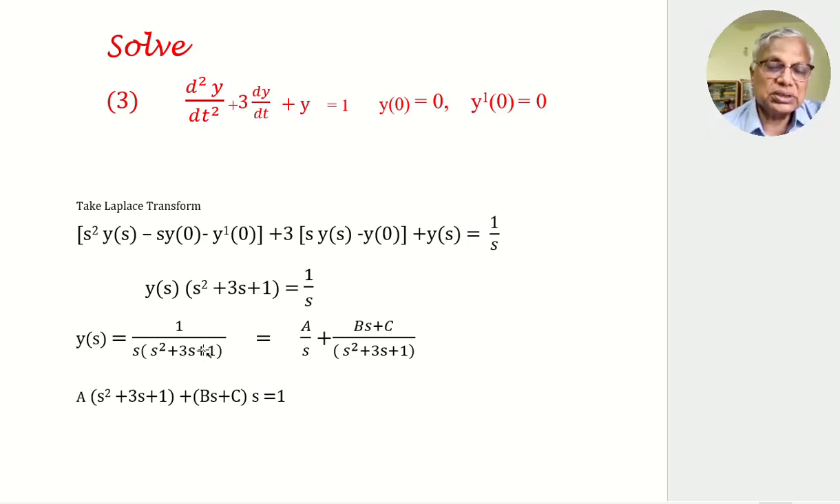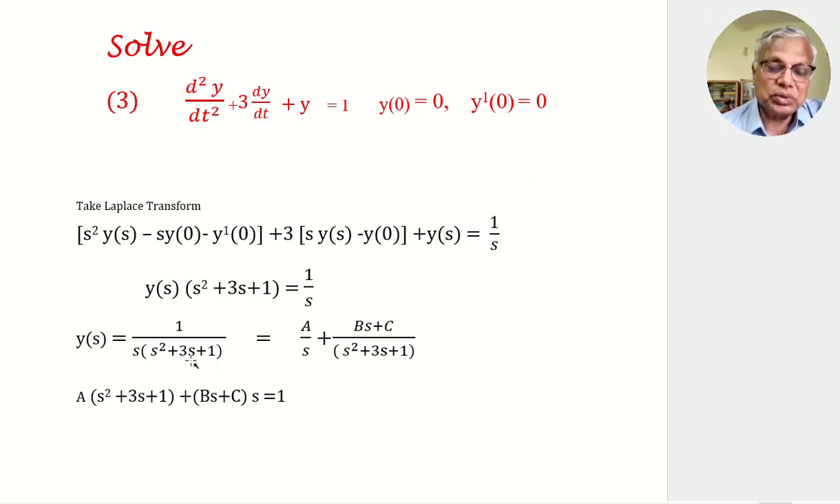Now there are two factors, s square s and s square plus 3s plus 1. So I'll split into this by partial fraction. By the way, s square plus 3s plus 1 can also be factorized. It's a quadratic equation. It can be factorized into two real unequal roots. But the roots will not be integers. The factors of s square plus 3s plus 1 are real unequal numbers, but they will be fractions. They will not be integers.